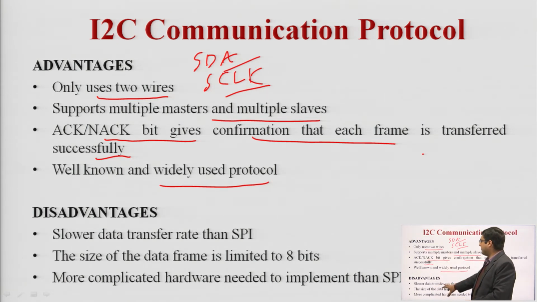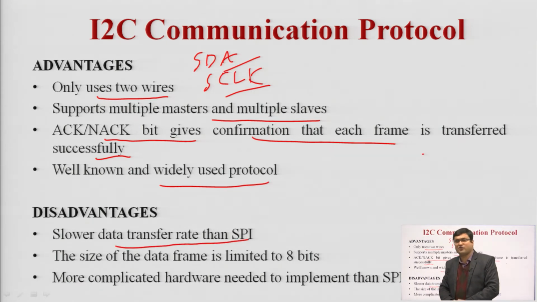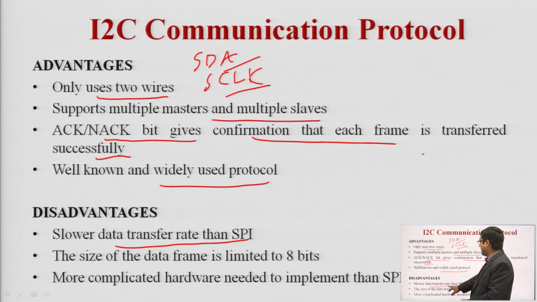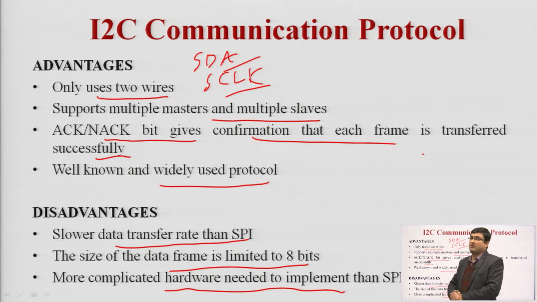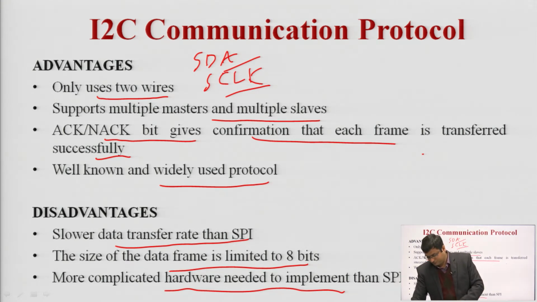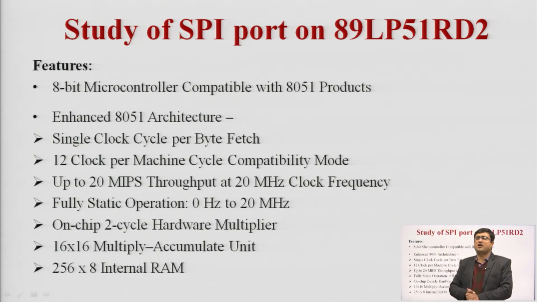A disadvantage of using the I2C communication protocol is that it has a slower data transfer rate than SPI, because here we are using only 2 wires. The size of the data frame is limited to only 8 bits. This is a disadvantage; at a time we can transmit only 8 bits of data. More complicated hardware is needed to implement it than SPI. Basically it has 2 wires, but in a multi-slave or multi-master architecture, we need more hardware for its operation. So, till now we have discussed SPI communication and I2C communication in today's session.